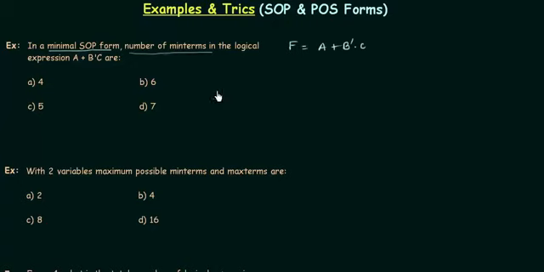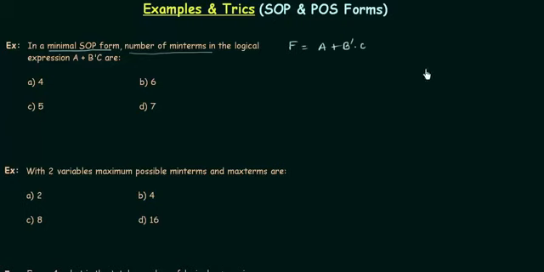So the first thing that we have to do in this problem is to find the canonical SOP form from this minimal SOP form, and then count the number of minterms, and that will be our answer. So let's start. We have to follow the same steps that we discussed in the last presentation. Step number 1 is to find the number of variables and their names. I can see there are 3 variables A, B, C.